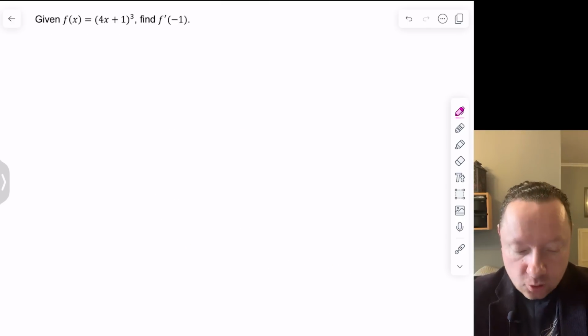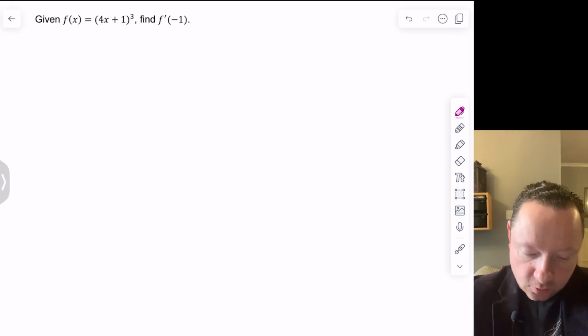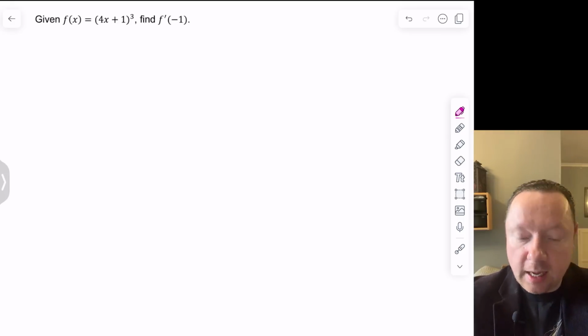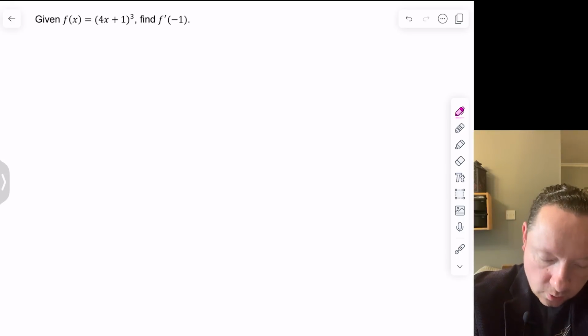Okay, SQA Higher Maths 2024 Paper 1. This is the Essential Skills paper. f of x equals (4x plus 1) cubed. Find f dash of minus 1. Dash is differentiation, and this is the chain rule. So let's work on this.